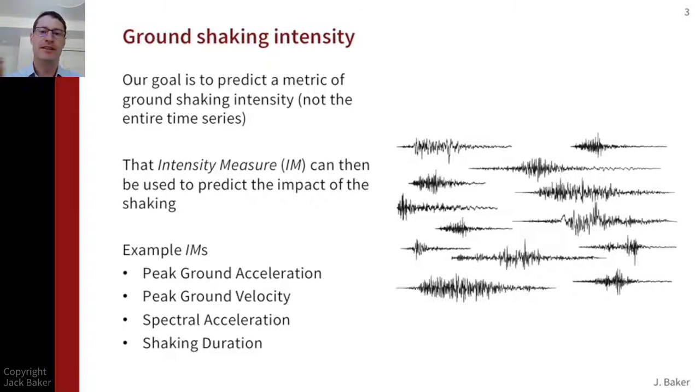And that's going to be used then later on to predict the impact of that shaking too, in terms of damage to a structure or something like that. So some example intensity measures: peak ground acceleration, so the maximum acceleration that was observed over the duration of shaking, or the maximum velocity of the ground over the duration of shaking. Those are relatively intuitive metrics. Spectral acceleration we'll define in just a second. That's a very popular one. The duration of shaking could be another metric of ground shaking intensity, and so on. I should note briefly in passing, there is another concept of intensity, a macroseismic intensity. That's a little bit of a different issue than we're talking about here. So intensity measure, or IM, is as defined on this slide.